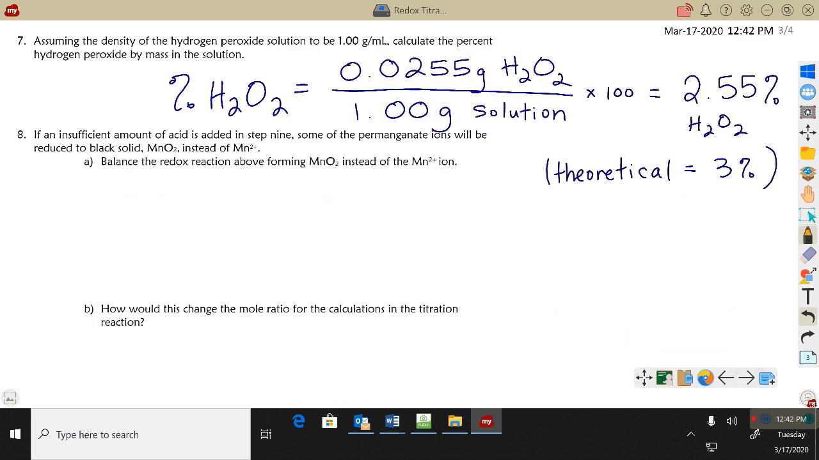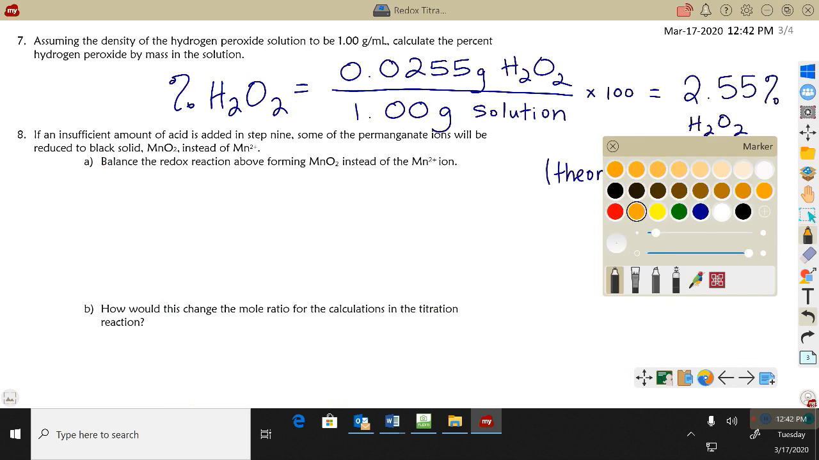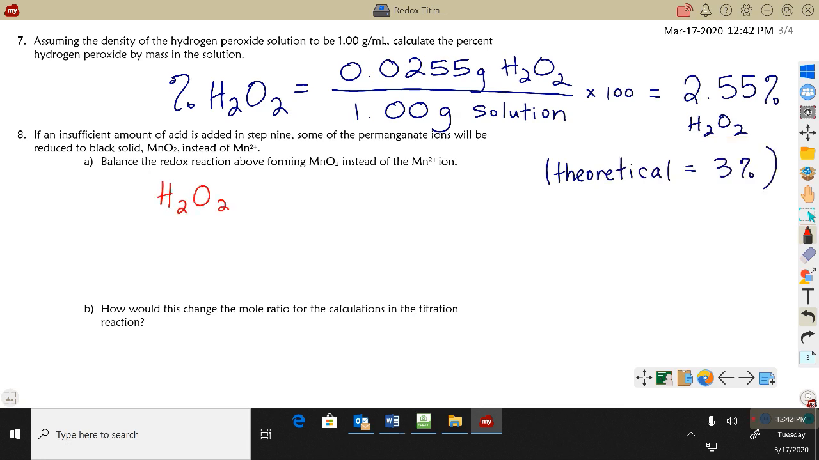So if I go back to this guy, I'm going to start off with the exact same hydrogen peroxide. It would be H2O2 forming oxygen. And then we said all we had to do to balance it was add the 2 hydrogen ions. And then we'll see if we need to fix that any further. Then I'm going to put in the permanganate, but it's going to form MnO2 instead of the manganese ion.